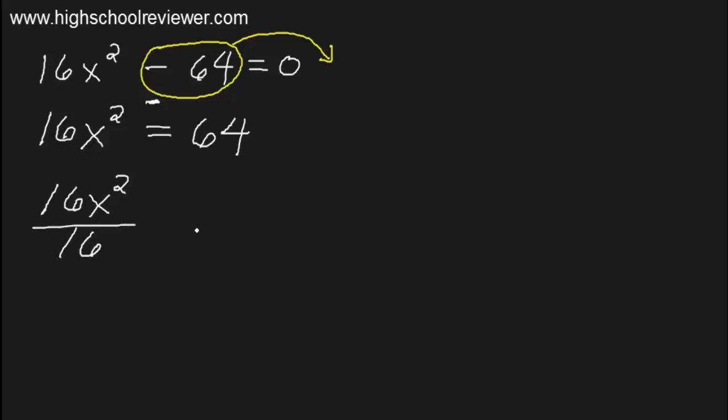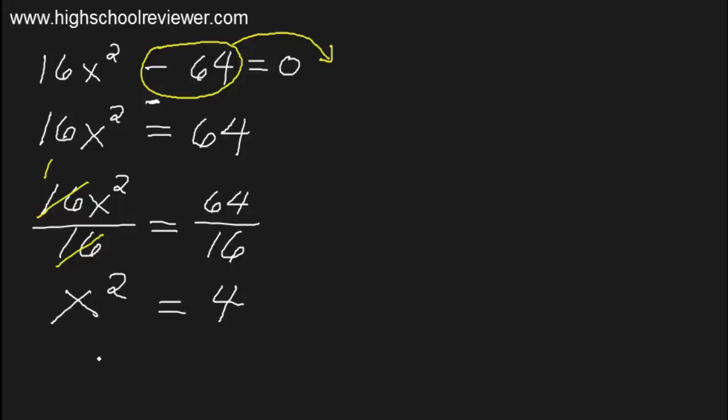So 16x squared divided by 16 and 64 divided by 16. Dividing 16 by 16, we can cancel this out since this will be equal to positive 1. So 1 multiplied by x squared will give us x squared. And then we have 64 divided by 16, this will be equal to 4. And to solve for x, we need to extract the square roots.